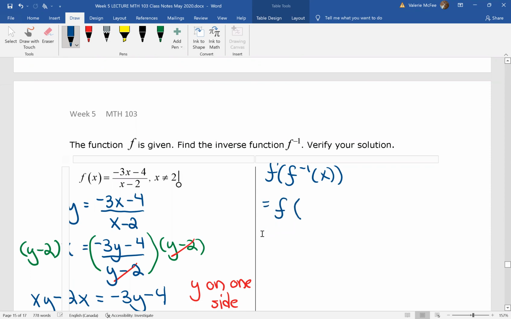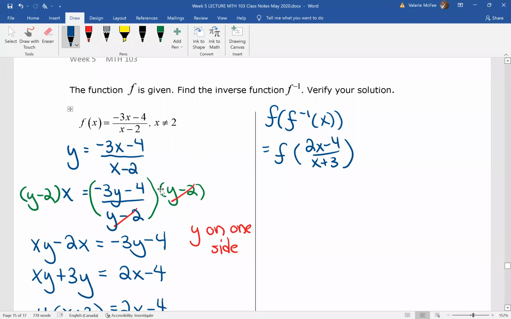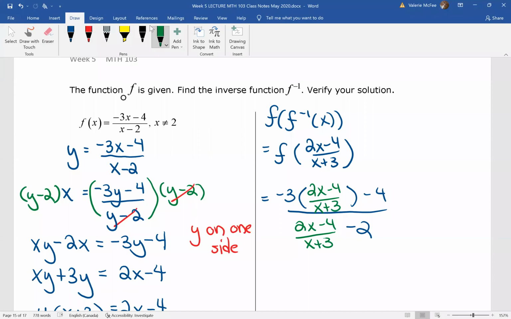I'm going to have to look up my inverse function again. Okay, so there's our inverse function. Why don't you do the substitution? So I hope your substitution looks like this. Now you can continue finding the composite function.